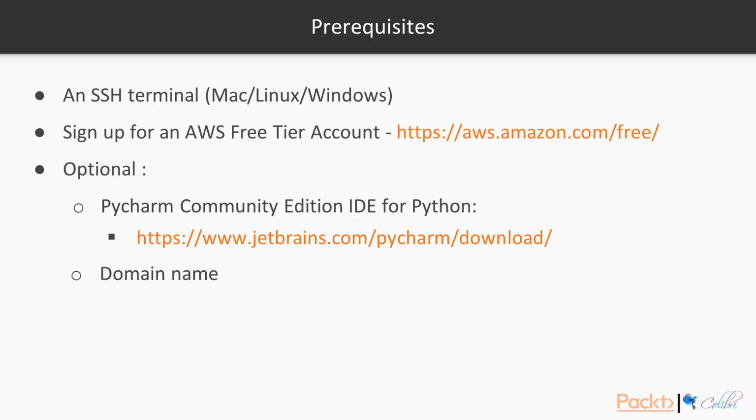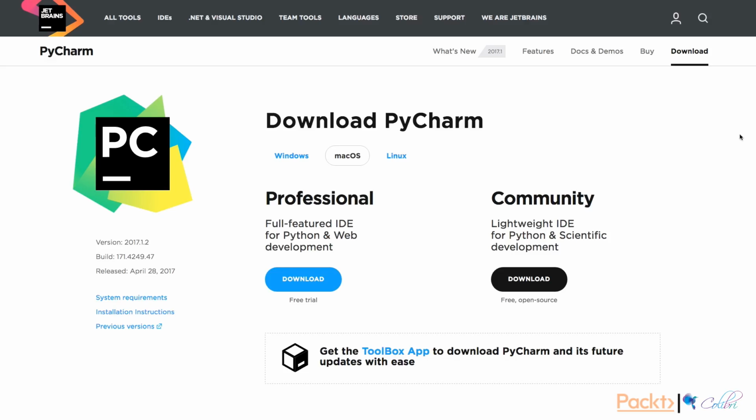Some optional tools for this course include the PyCharm Community Edition IDE for Python, and you can download it at the following webpage, www.jetbrains.com/pycharm/download. And we can see then the Community Edition is supported for Windows, Mac OS, and Linux. And you can just go here and download it.